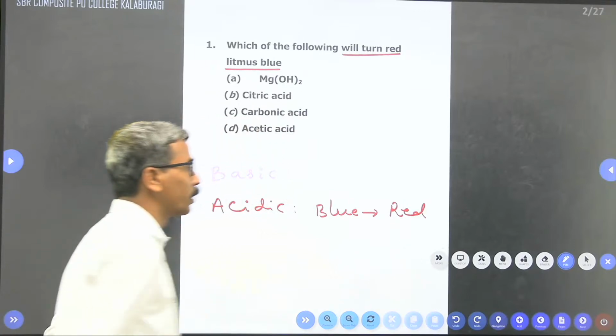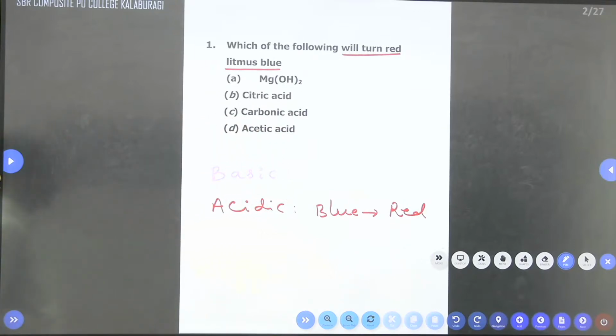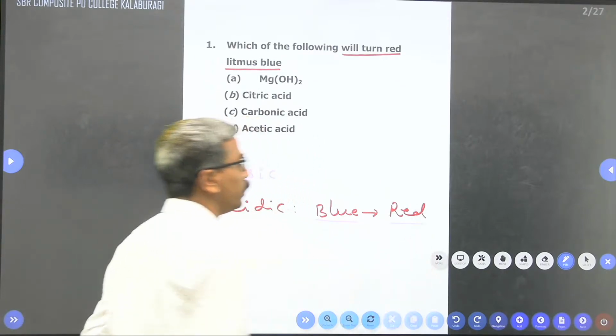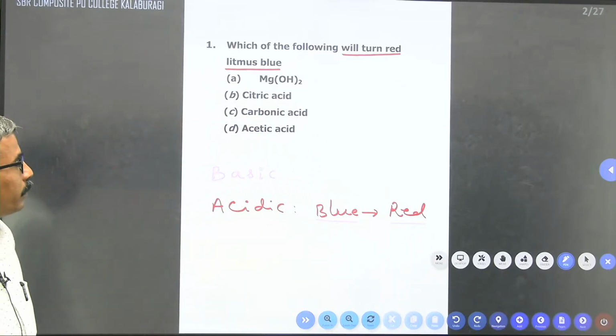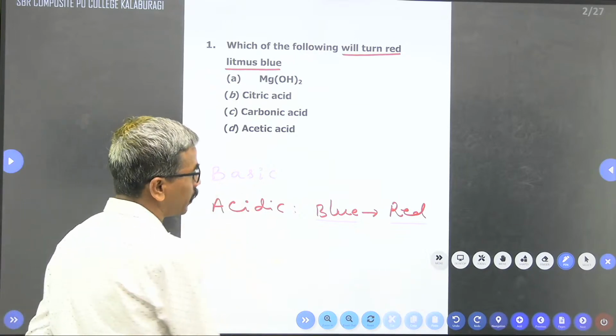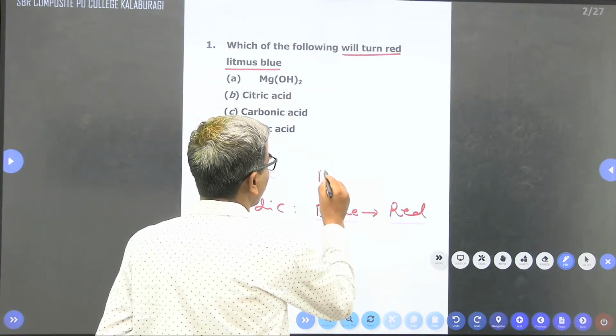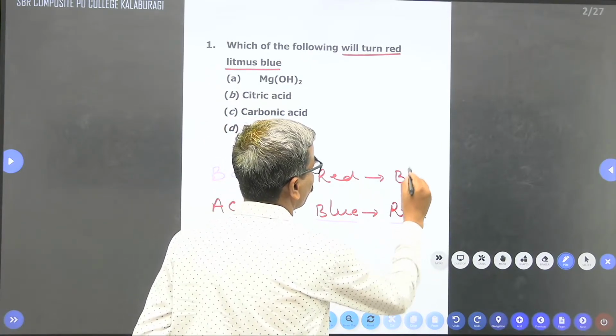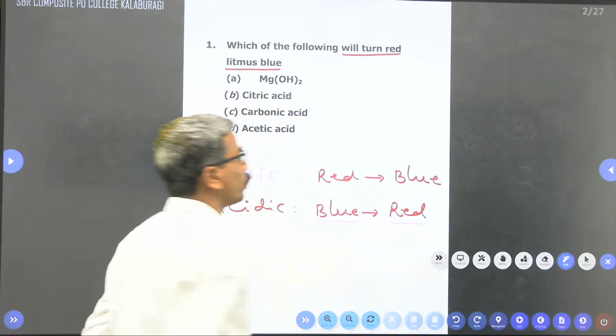That you are supposed to remember. If the solution is acidic in nature, then blue litmus paper will turn into red. On the other hand, if the solution is basic, then it is the reverse. Red litmus paper will turn into blue.